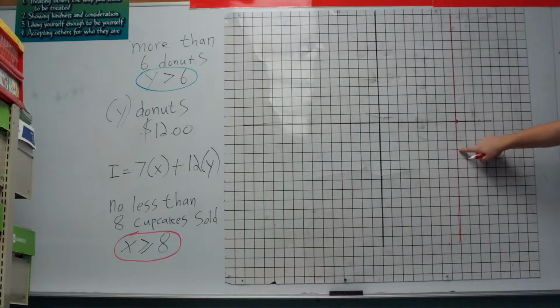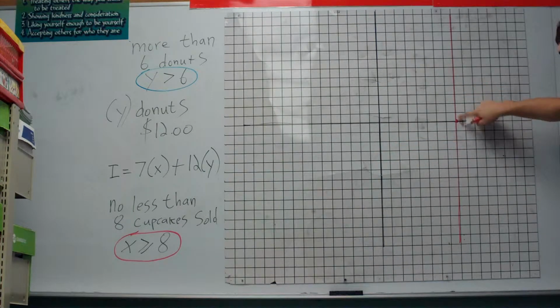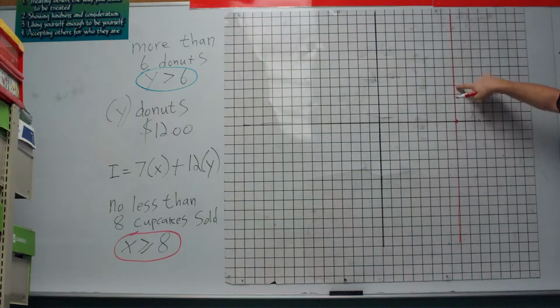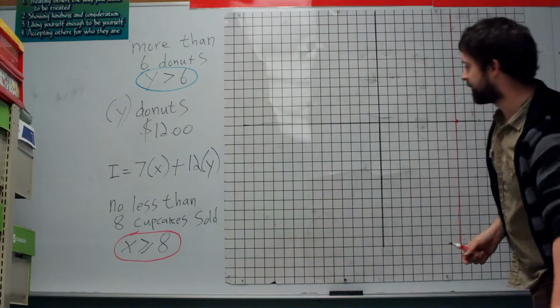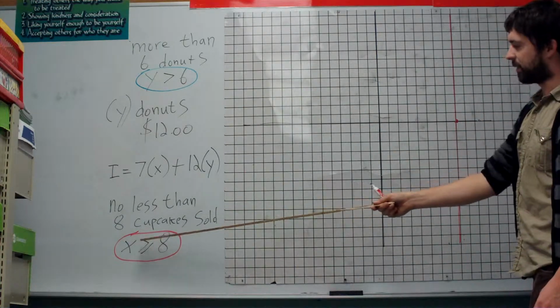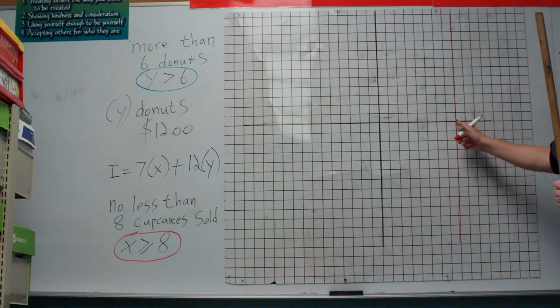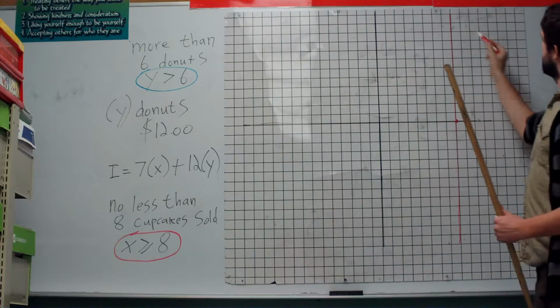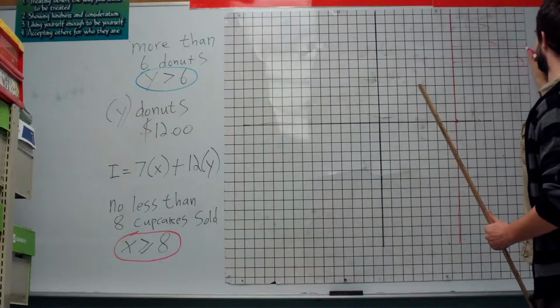Right here, this coordinate would be 8 on the x, negative 3 on the y. Right here would be 8 on the x, 4 on the y. Any point on this line has an x coordinate of 8. So our constraint says greater than or equal to 8. Well, we use the solid line because the solid line indicates that the value 8 is part of our constraint. Now, greater than 8 is this way. 9, 10, 11. So we draw arrows going this way. Should go to the very end of our graph.